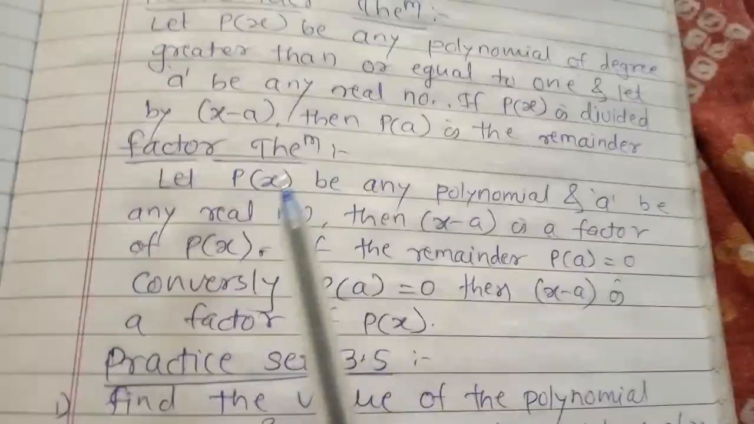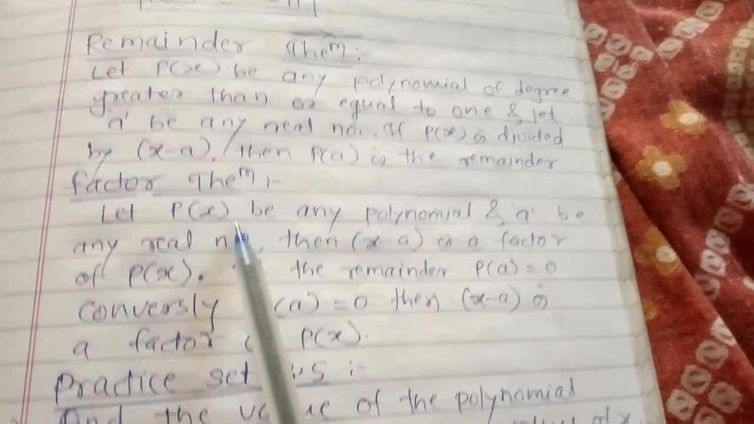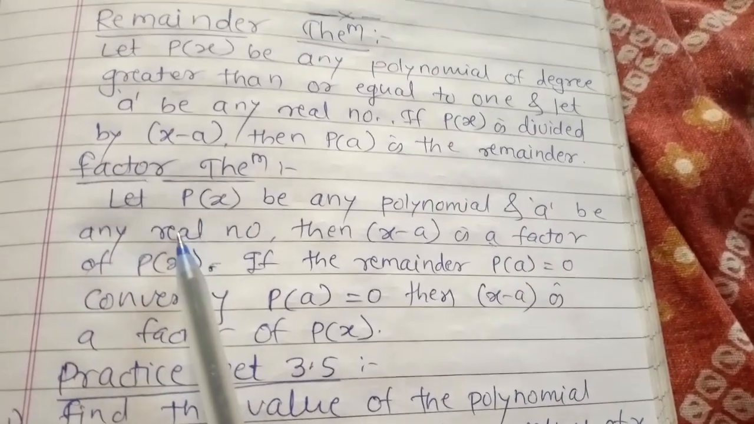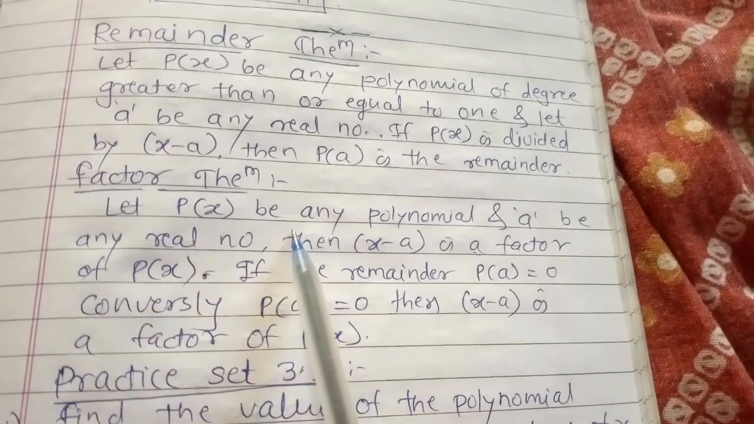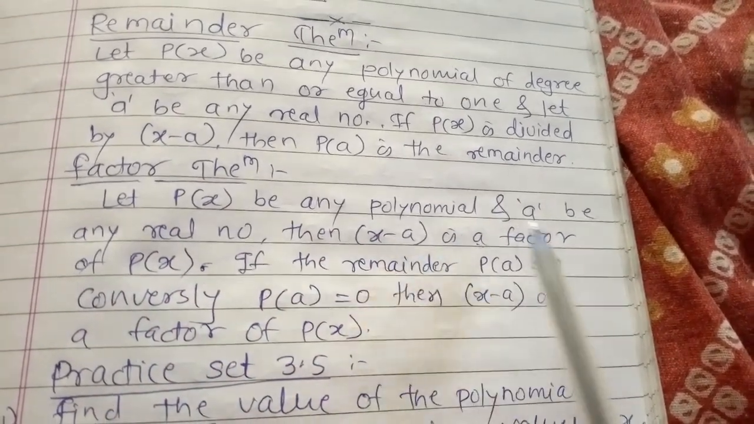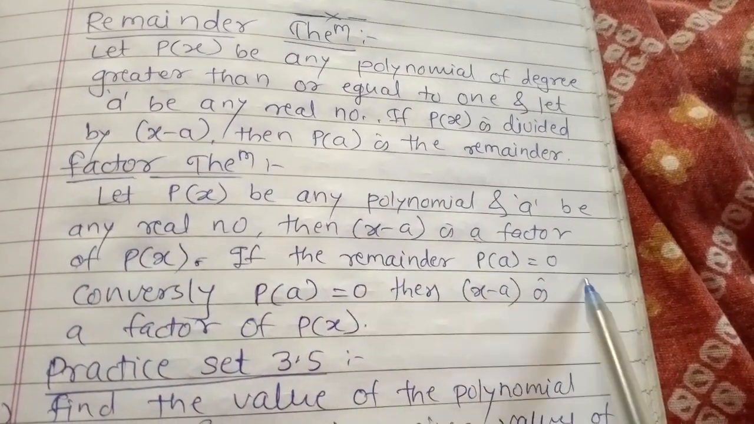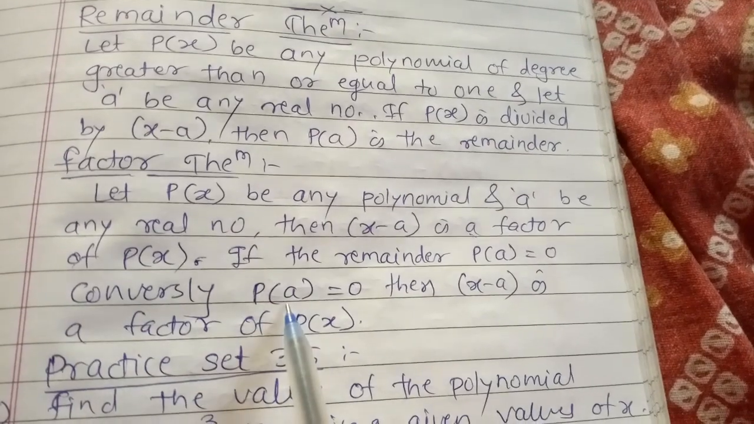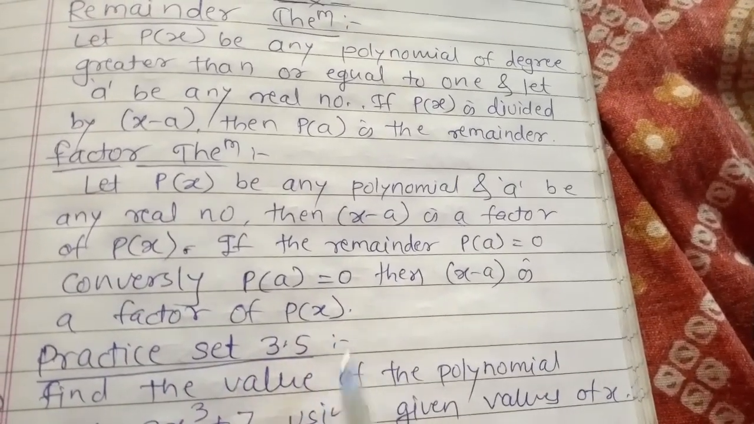And similarly we see the factor theorem. Actually this theorem we will understand by solving some examples. So first we see the definition. Let p of x be any polynomial and a be any real number, then x minus a is a factor of p of x if the remainder p of a is 0. Conversely, if p of a is 0, then x minus a is a factor of p of x.